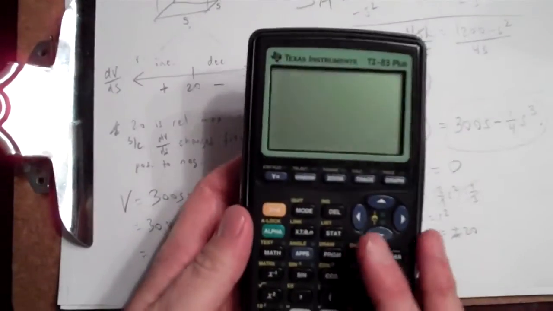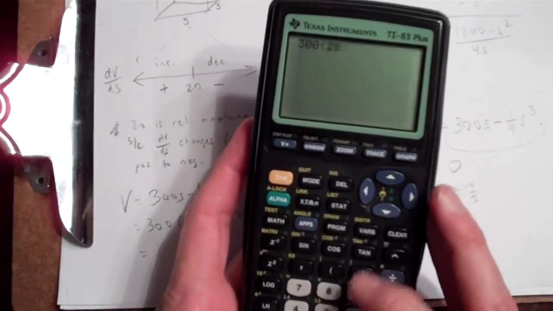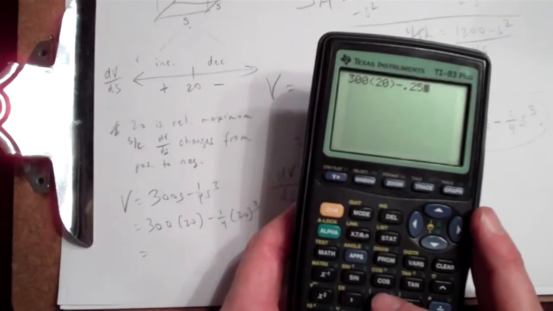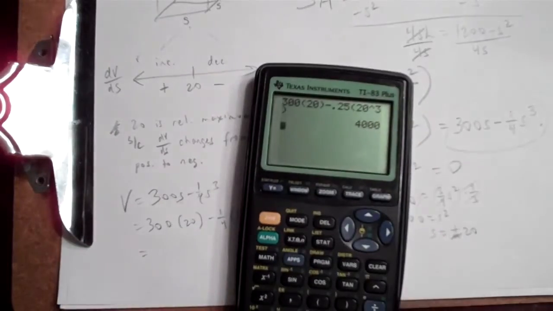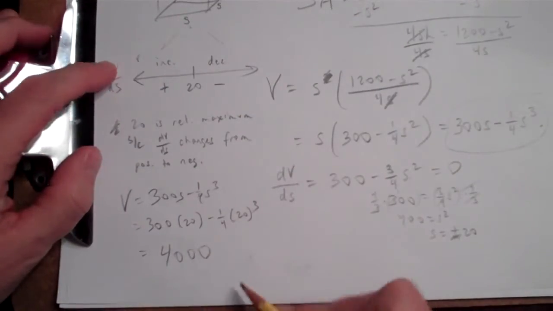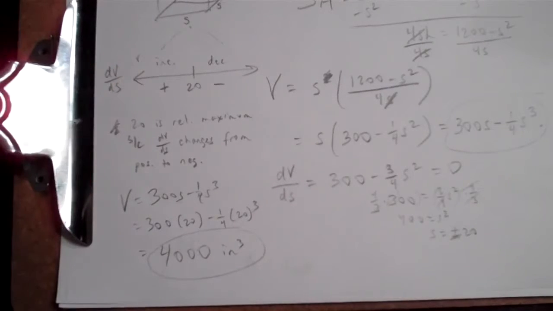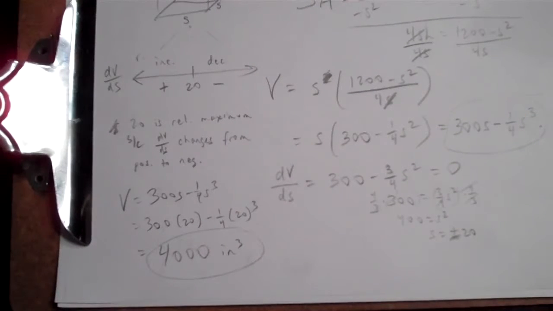Go to your calculator. I'm going to do 300 times 20 minus 1/4, which is 0.25, times 20 cubed. I got 4,000. That's what I got. 4,000, and then I forget, I think I'll say inches. 4,000 inches cubed. I forget what the unit was. So there we go, 4,000 inches cubed. Wanted to go over optimization with you.